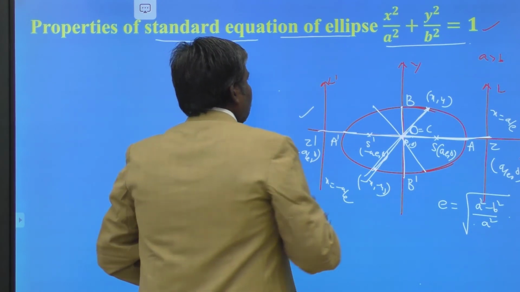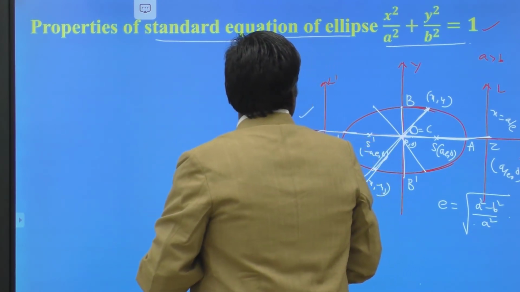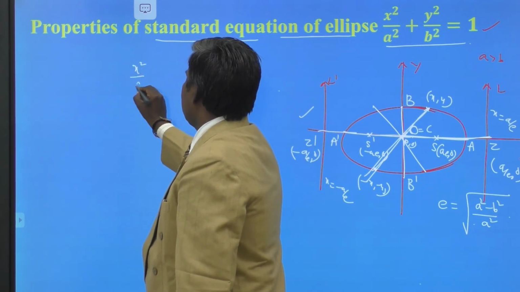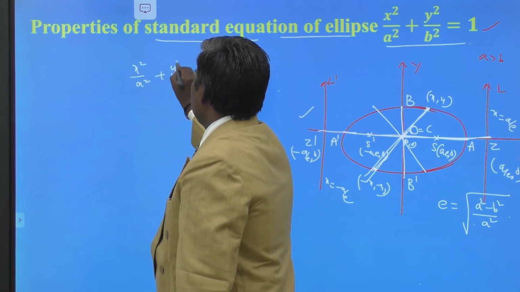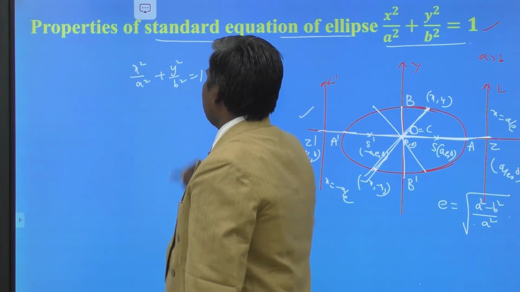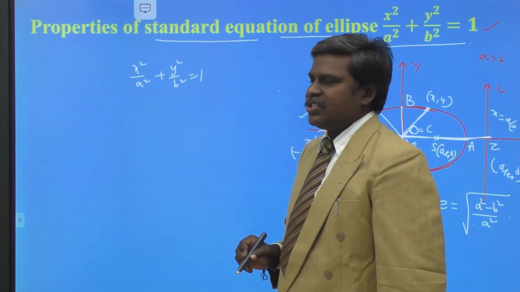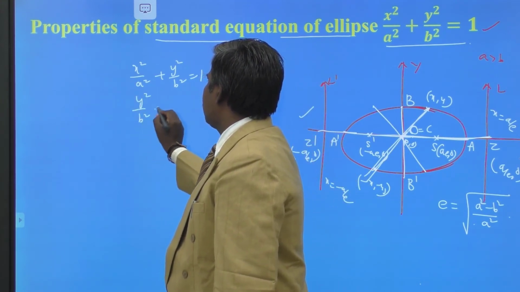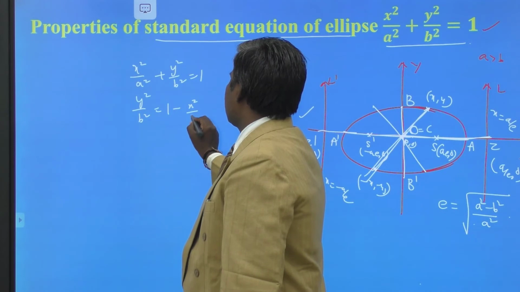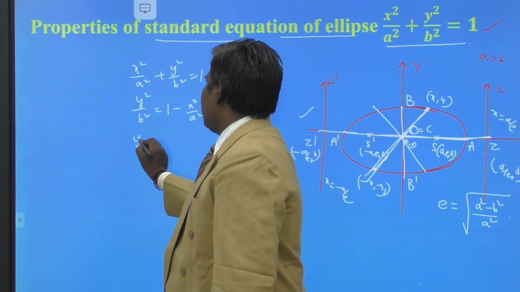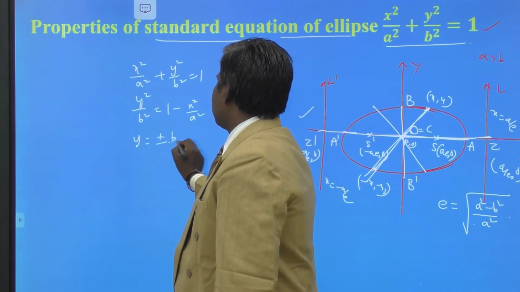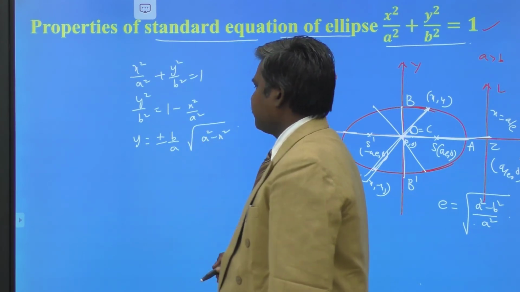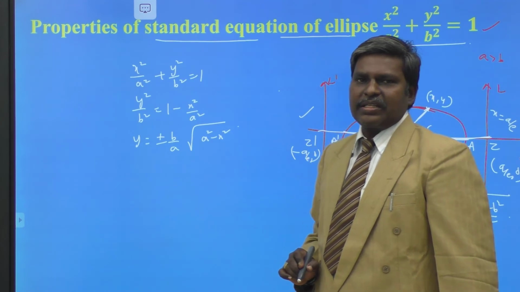Let us check. X square by a square plus y square by b square equal to 1. This is the equation of the curve, the equation of the ellipse. This can be written as y square by b square is equal to 1 minus x square by a square. Therefore, y is equal to plus or minus b by a into root of a square minus x square.